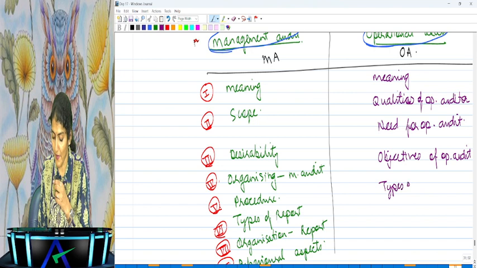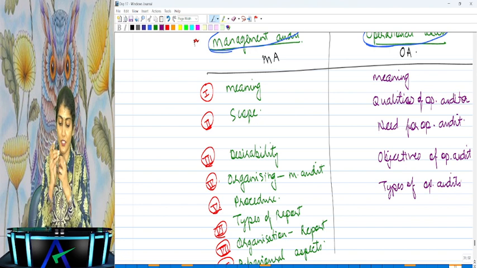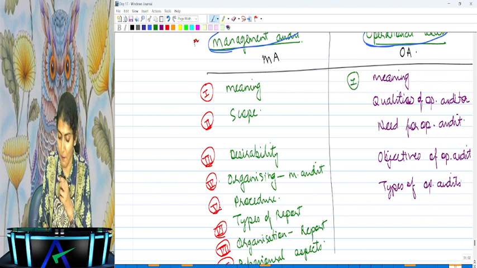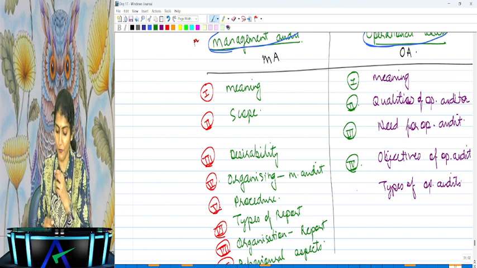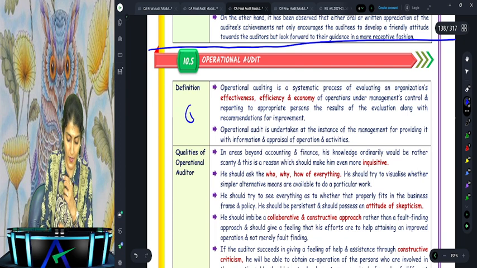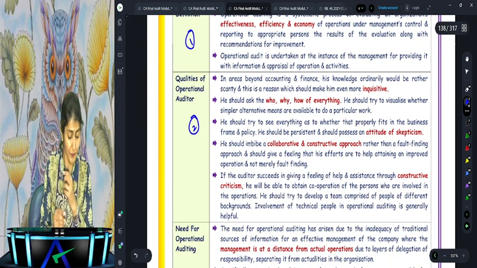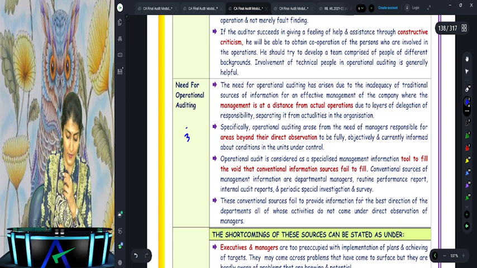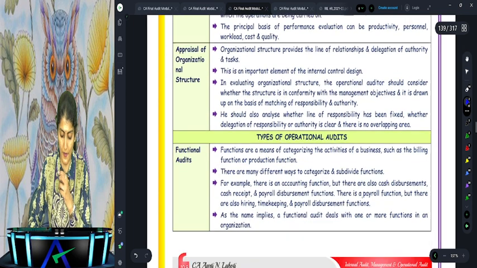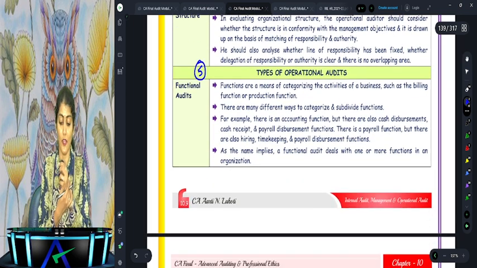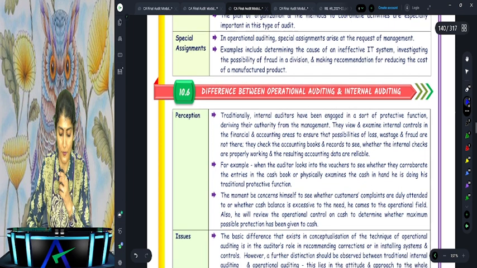And the last one over there is the types of the operational audits. What are the different types of the operational audit? So what are the questions you have over there? Meaning of operational audit, qualities of the operational auditor, the need for the operational audit, the objectives of operational audit, and the types of the operational audit. Are you understanding that? So one is the meaning, then the qualities of the operational auditor, then the need, then the objectives, and last the types of the operational audit.